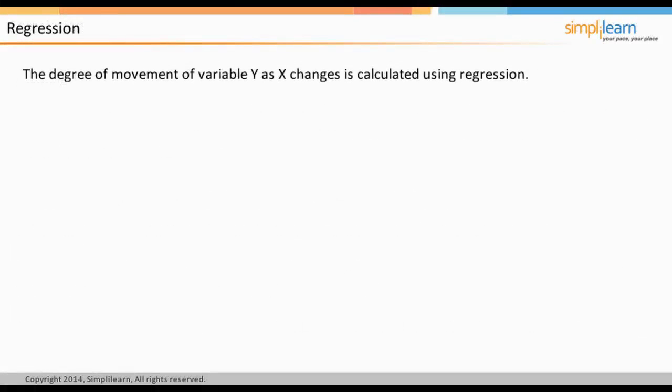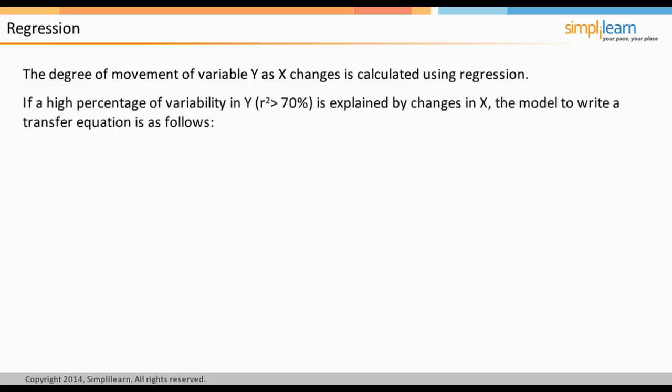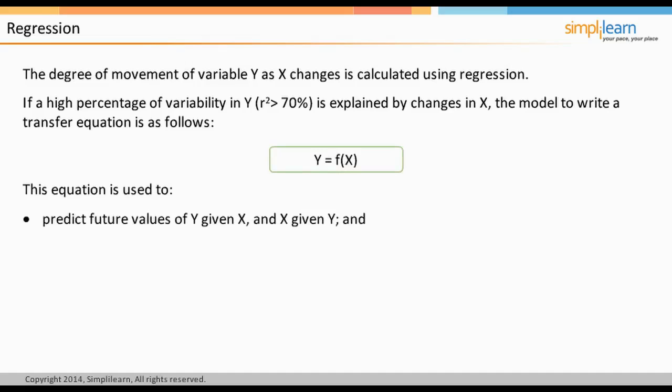In this screen, we will learn about regression. Although correlation gives the direction of movement of the dependent variable y as independent variable x changes, it does not provide the extent of the movement of y as x changes. This degree of movement can be calculated using regression. If a high percentage of variability in y is explained by changes in x, one can use the model to write a transfer equation y is equal to f(x) and use the same equation to predict future values of y given x and x given y.